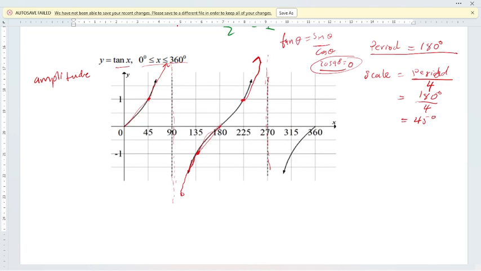Now let's go to the range. What is the range of this graph? Remember, range is from the minimum to the maximum. So what will be the range here?